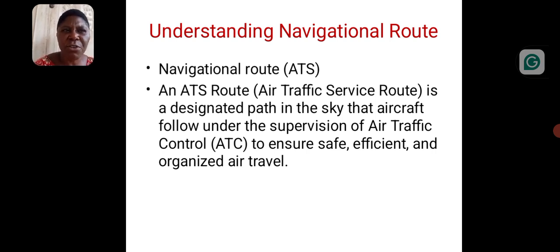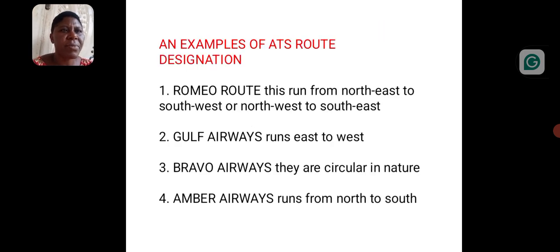The reason for this supervision is so that there will be no collision, okay? So that is why there is supervision, so that there will be no collision in the air, all right? That is the reason for charting, the aeronautical chart, and that is the reason for ATS, Air Traffic Service Route, okay?